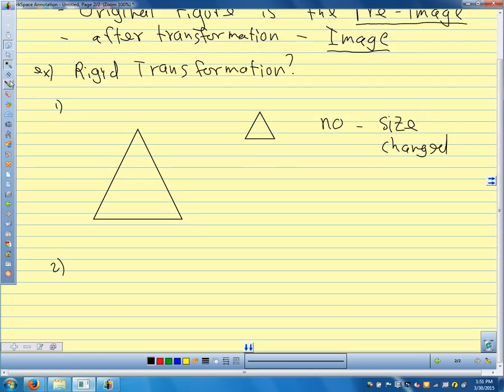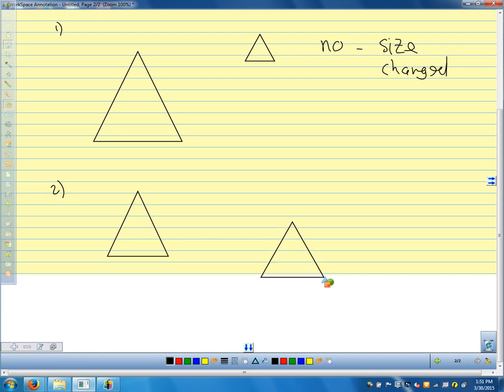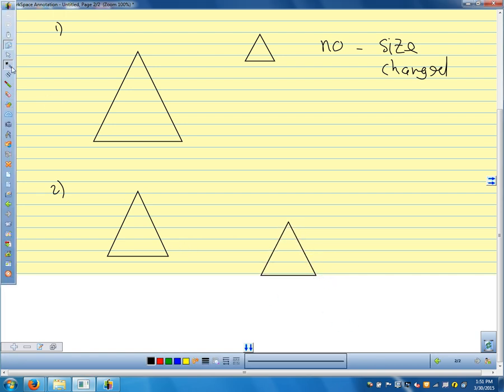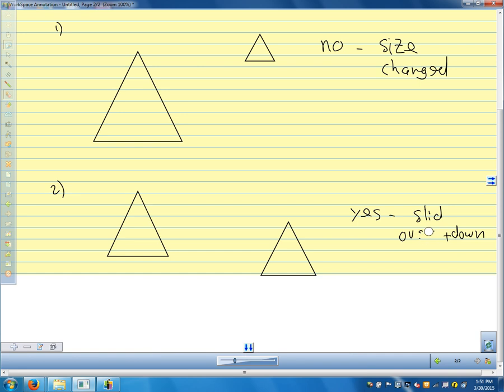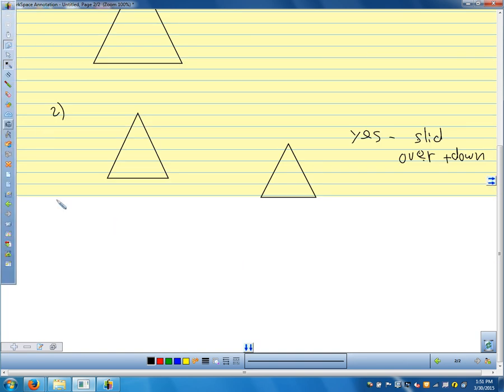How about that? If I drew everything perfectly, this could be, yes. What do we do to the shape to get from here to here? Moved it over and down, right? And in just a little bit, we'll talk about, well, what do we mean when we say we slid it over and down? We can talk about how much over, how much down, and make sure we do exactly the same thing every time. All right, let's look at this one.